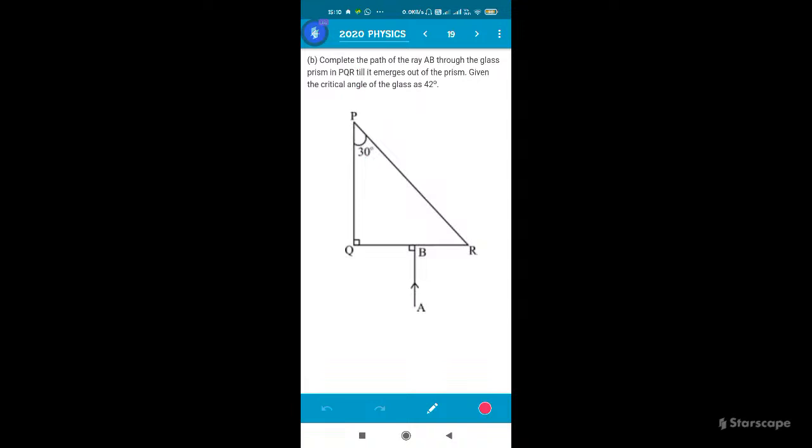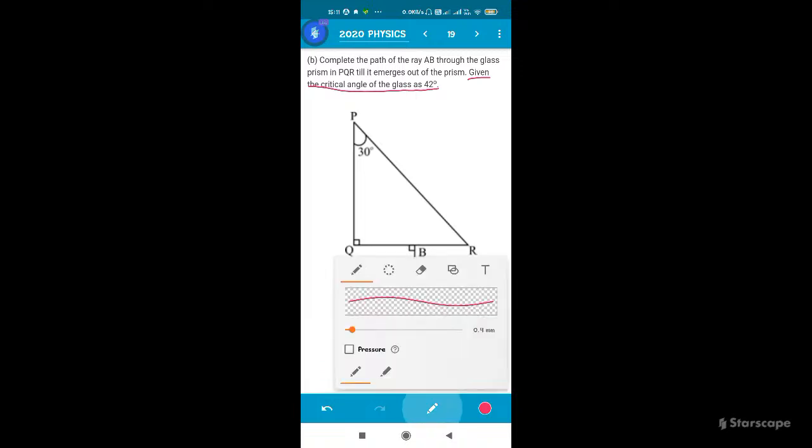Complete the path of ray AB through the glass prism PQR till it emerges out of the prism. Given the critical angle of glass is 42. So even if this line is not given, you should be able to remember that the critical angle for glass is 42 because it will be required in such questions. So let us do this. The question is very easy, but you have to use a little of your brain in order to understand.